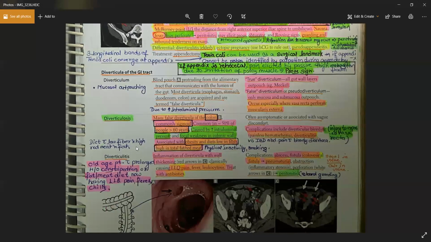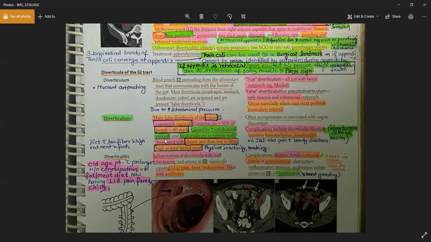Okay. Most of the time, it will happen in people who are more than 60 years of age. So whenever you encounter a case of diverticulosis or diverticulitis, it's always going to be an old age patient, right? And that's how you can differentiate this diarrhea and pain from the inflammatory bowel diseases, right? Because those diseases will only happen in the young population, while diverticulitis will happen in old people, right?